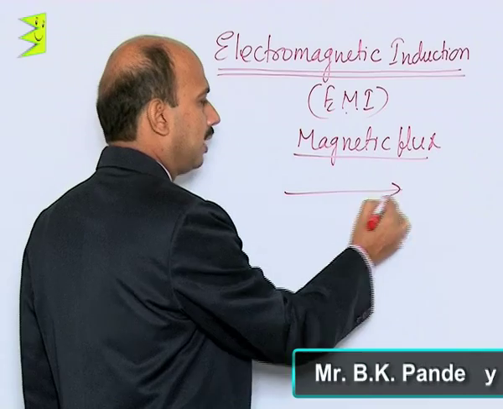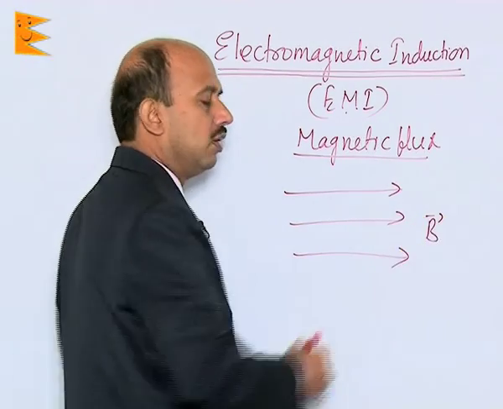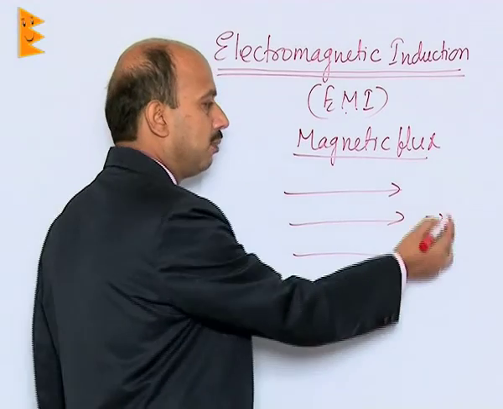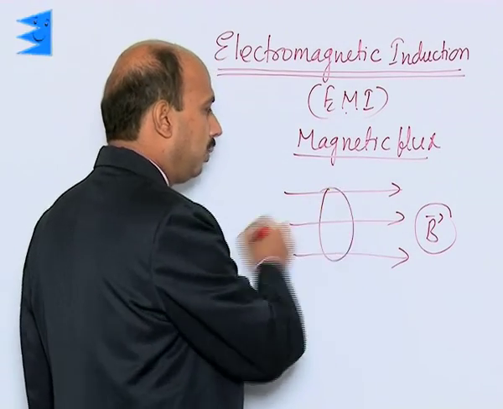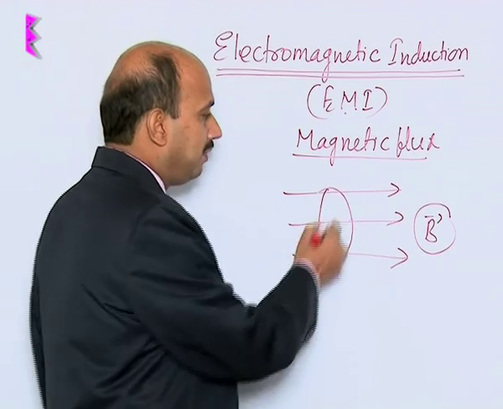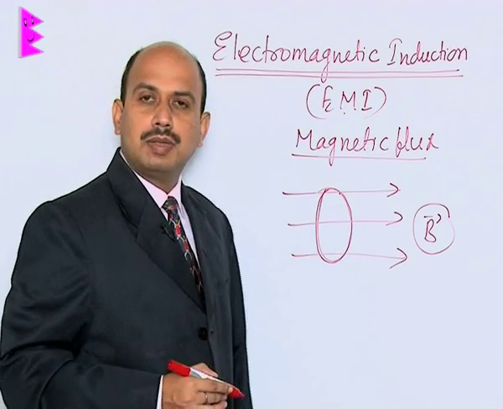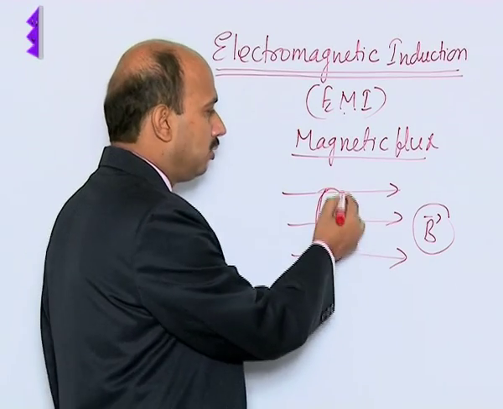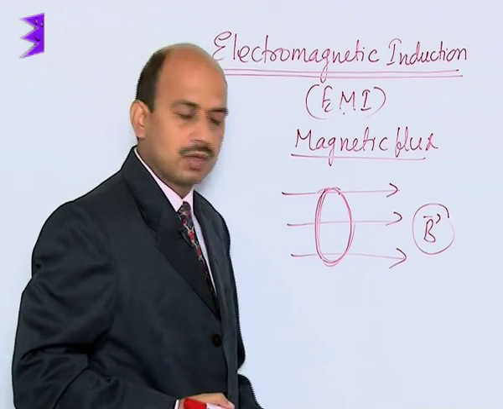Suppose there is a magnetic field like this in a certain area, that is B. B is a vector, that is the magnetic field. And now I have taken some area through which these magnetic field lines are passing. Now if the area is held perpendicular to the magnetic field lines, the maximum number of magnetic field lines are passing through this area. So, we can say the magnetic flux is maximum.